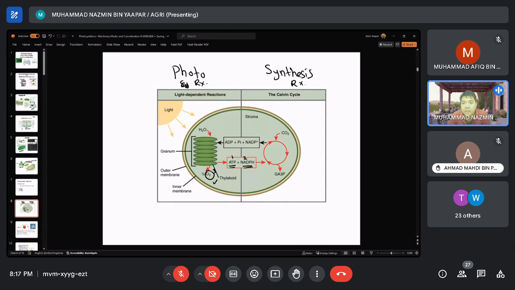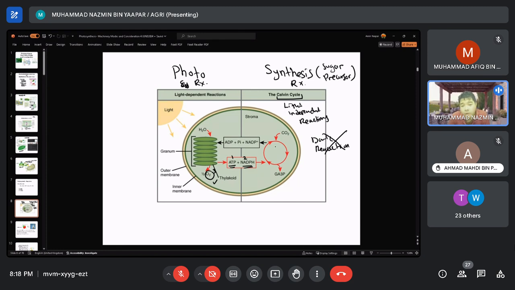For the second part of photosynthesis is the synthesis reaction. Synthesis of what? Synthesis of sugar precursor. Right. It doesn't happen in the thylakoid membranes anymore, but rather in the stroma, in the vicinity in the chloroplast itself. So this is commonly known as the Calvin cycle or light independent reaction. Okay, I know that some books will call this the dark reaction, but please do not use this terminology. Okay, dark reaction, no, because it's kind of misleading. This thing is not happening in the dark, okay? It needs light, but indirectly, okay?